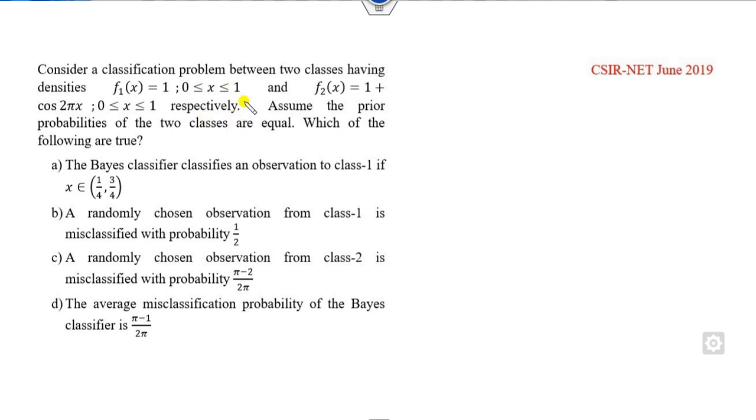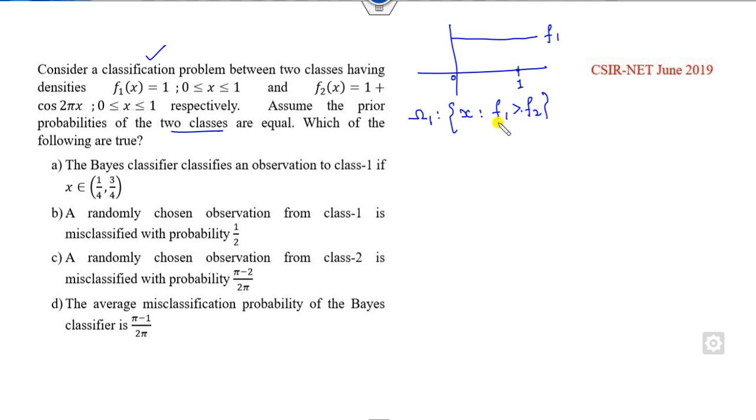Okay, look at another one. Again, it's a classification problem and nothing is given to you about the classes. You can first draw the graph. From 0 to 1, the value is 1; f2 is 1 plus something. What is the meaning of that? First we find the collection of all those x such that f1 is greater than f2. If you can draw it graphically, that's very good. If you are unable to, then we can start from here.